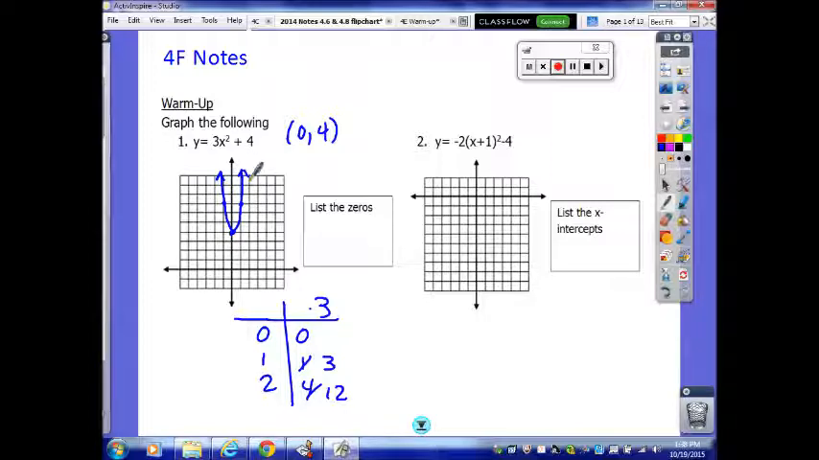Notice that this is not touching the x-axis, so there are no zeros. In order to have a solution or a zero, it has to touch the x-axis, which this graph doesn't. Alright, let's look at the next one.